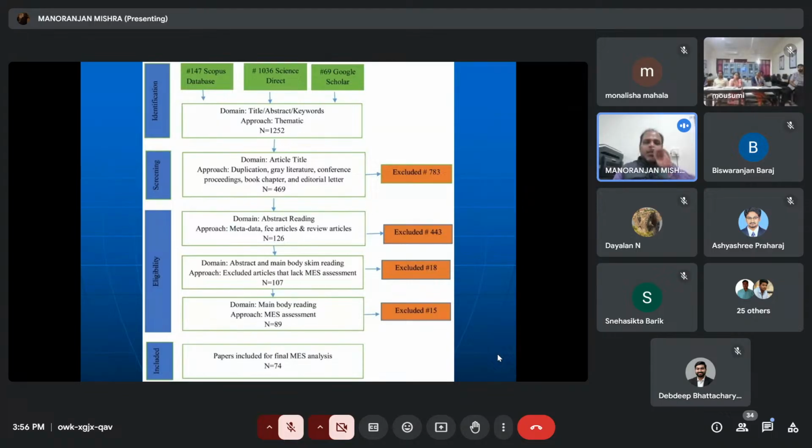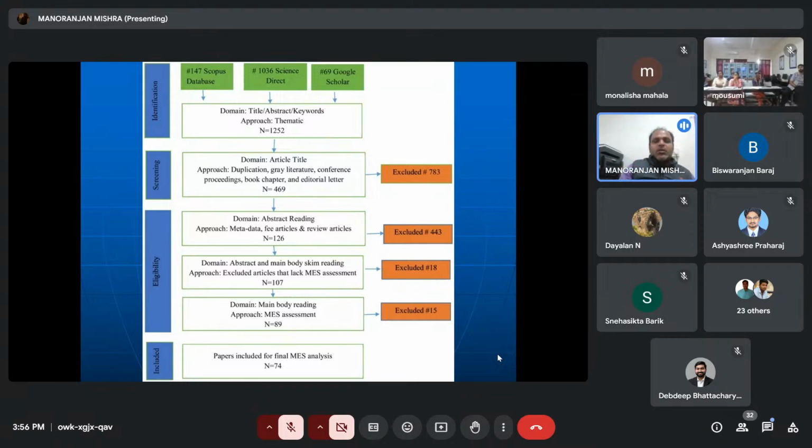Okay, try to understand. The first step is to identify the databases. As we have identified from three databases, Scopus, Science Direct, and Google Scholar, we are getting 1252. Again, I am only using the article title. Then the other approach I am following: duplication, gray literature, conference proceedings, book chapters. These are all filtered from the database only. So 783 papers are deleted or excluded, and we have only 469 papers. This process is called screening, the second step.